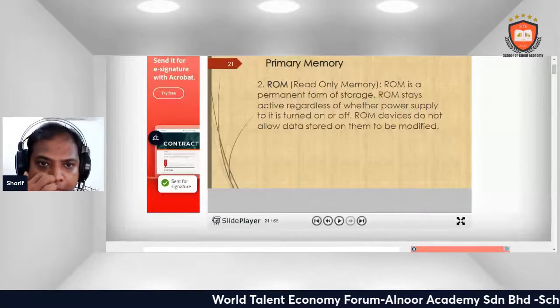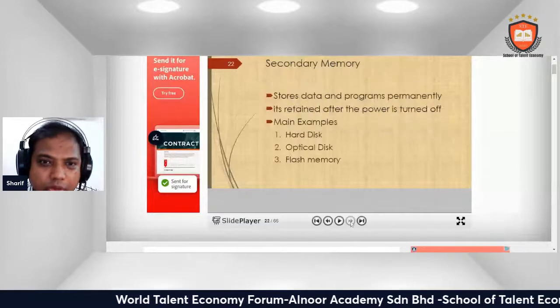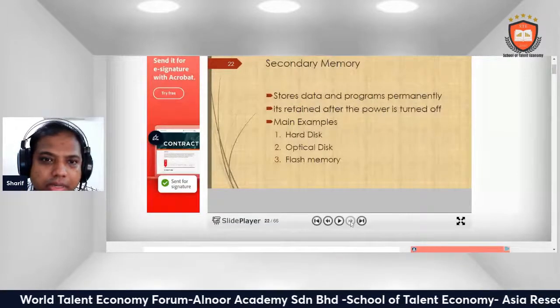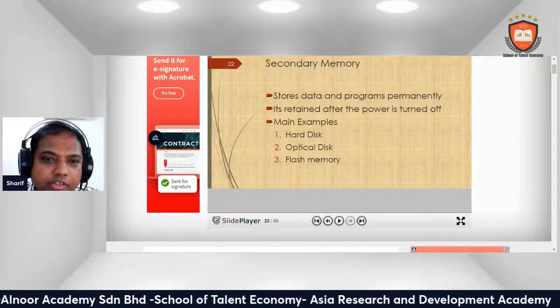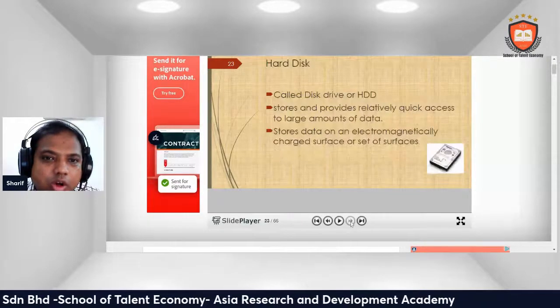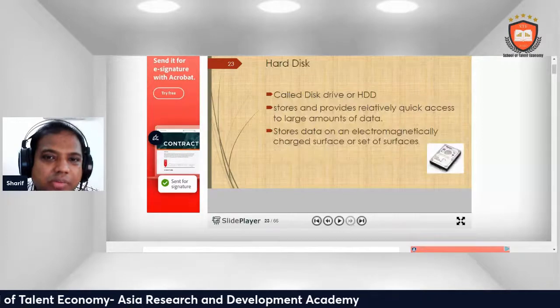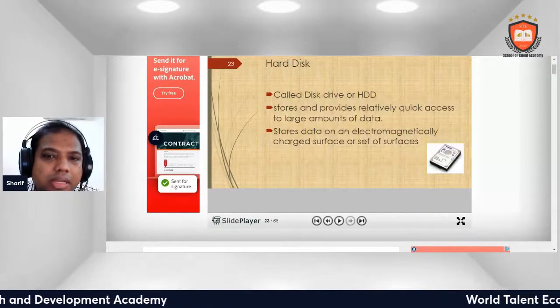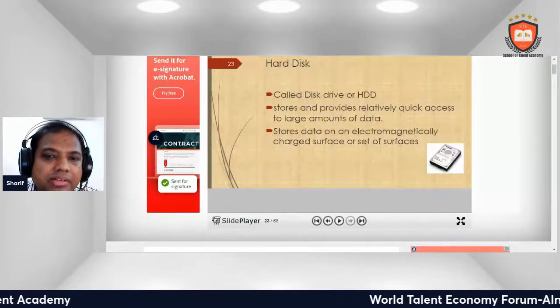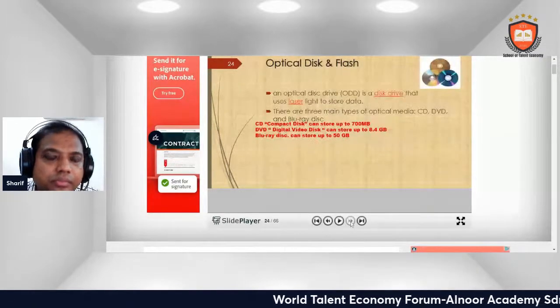ROM devices do not allow the data stored on them to be modified. Secondary storage: stored data and programs are permanently retained after the power is turned off. The main examples are hard disks, optical disks, and flash memory. A hard disk, called a disk drive, easily stores and provides relatively quick access to a large amount of data. It stores data on an electromagnetically charged surface or set of surfaces.